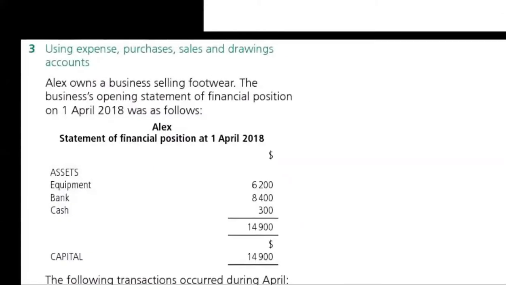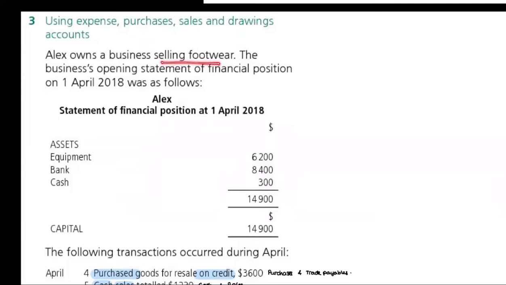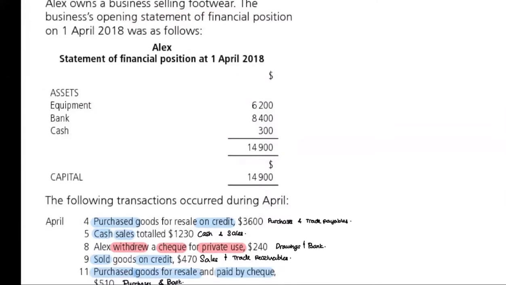All right, let's look at question number 3, where we are using expense, purchases, sales, and drawings account. So this drawings account is something new. So Alex owns a business selling footwear. The business's opening statement of financial position is as follows.